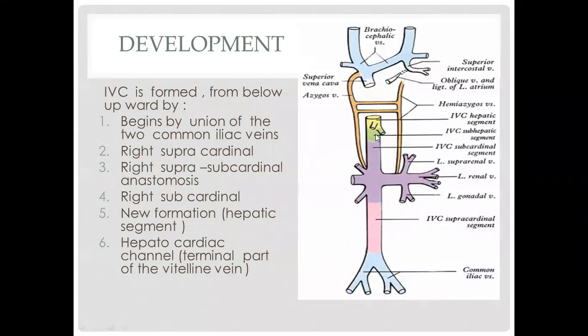The subhepatic segment of the IVC is from the hepatic segment, and the hepatocardiac channel terminates the part. Because of this complex origin of the IVC, there will be a lot of congenital anomalies in each part of these segments.